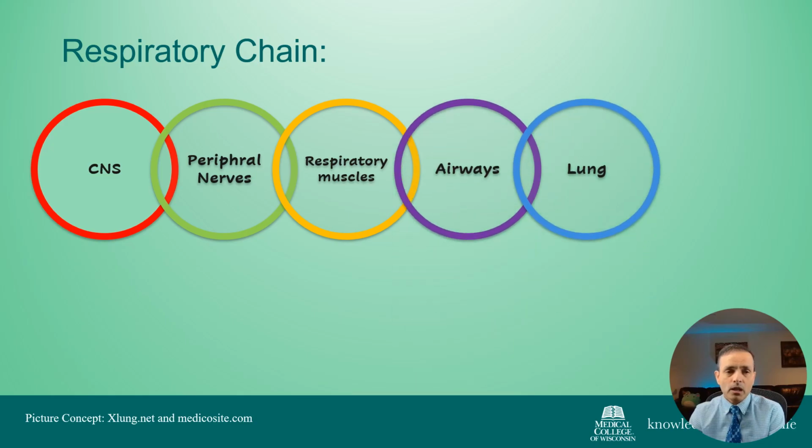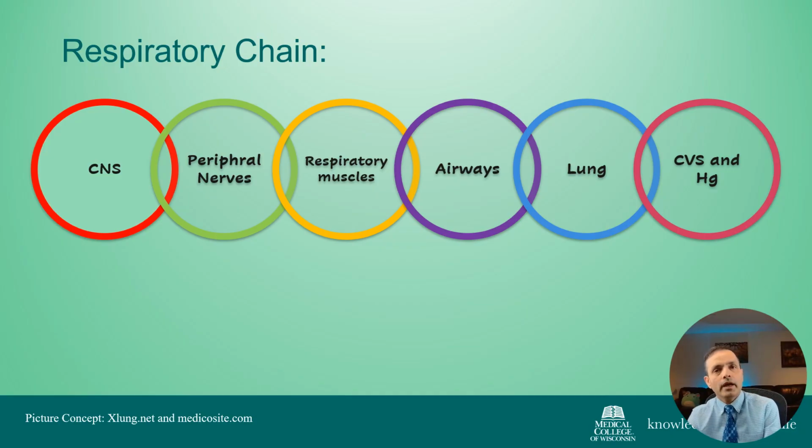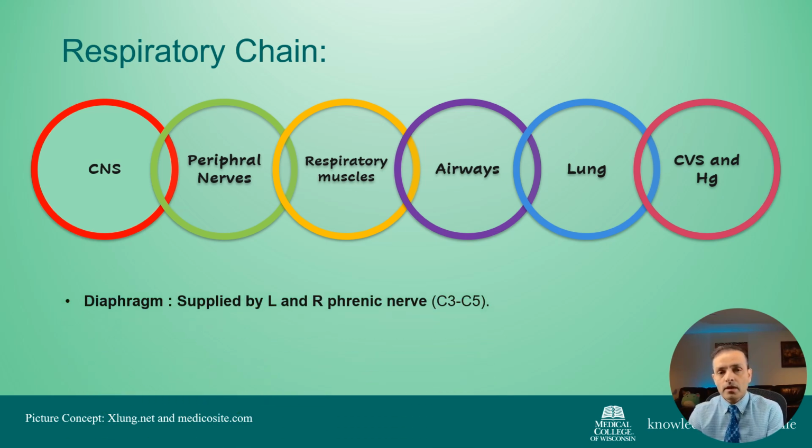Then airways and lung are the next structure in the respiratory chain. Anything wrong with these two results in type 1 respiratory failure. And last but not the least, cardiovascular system and hemoglobin. Any disorder of these two systems results in type 4 respiratory failure. I would like to recall the fact that phrenic nerve is supplied by C3 to 5.